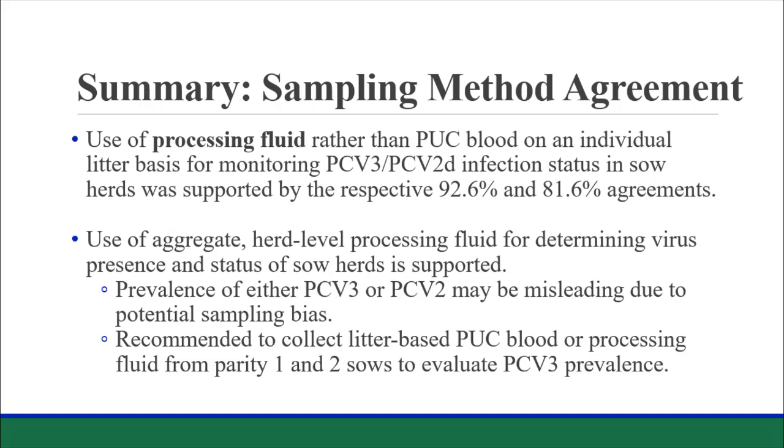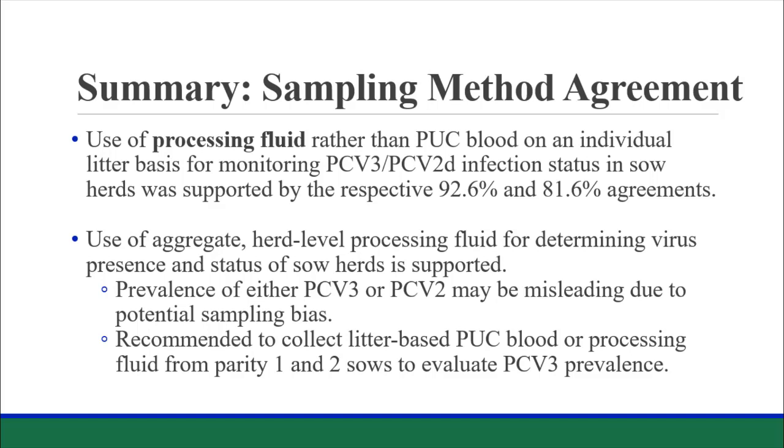For sampling method agreement, processing fluids rather than placental umbilical cord blood on an individual litter basis for monitoring PCV3 and PCV2D infection status in sow herds was supported by 92.6% and 81.6% agreements. So the use of aggregate herd level processing fluids for determining virus presence and status of the sow herds is supported. Prevalence of either PCV3 or PCV2 may be misleading due to potential sampling bias.